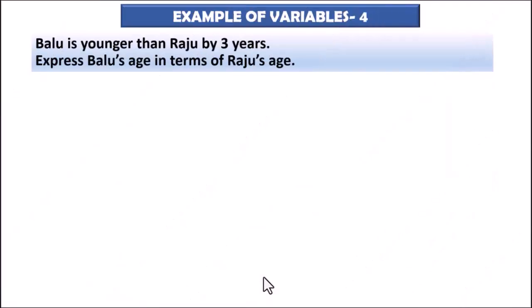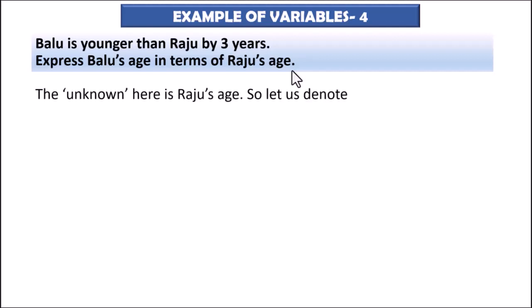Now another example. Here the statement is Balu is younger than Raju by 3 years. Express Balu's age in terms of Raju's age. Now here we know the age of Balu. It is given that Balu is younger than Raju by 3 years, but we don't know the age of Raju. So the unknown here is Raju's age. So let us denote this unknown by a variable x.